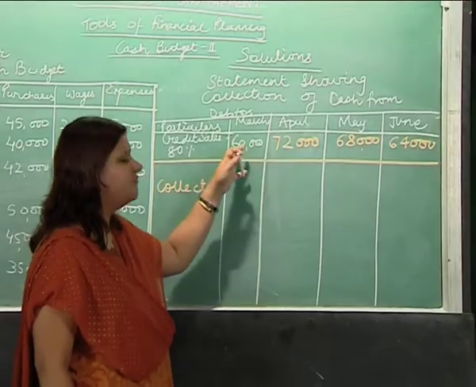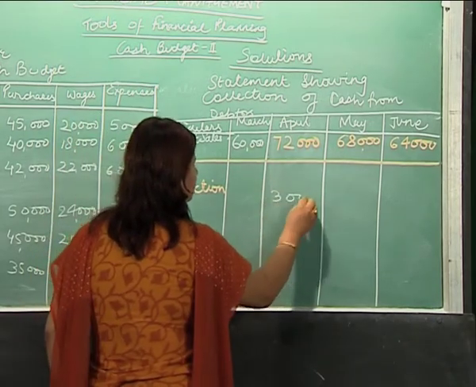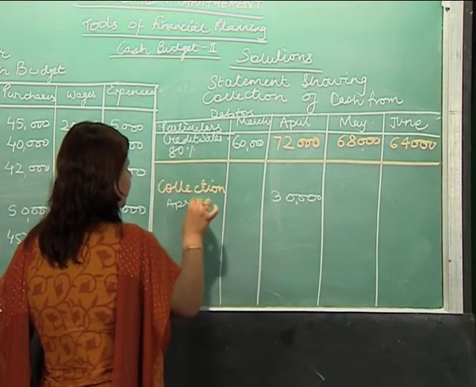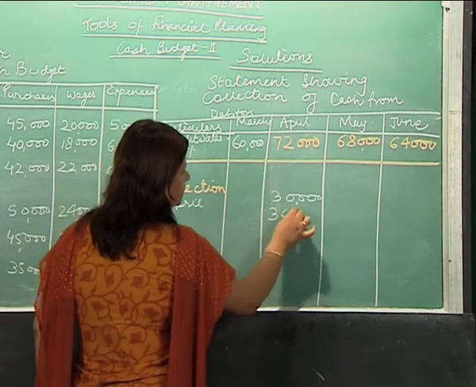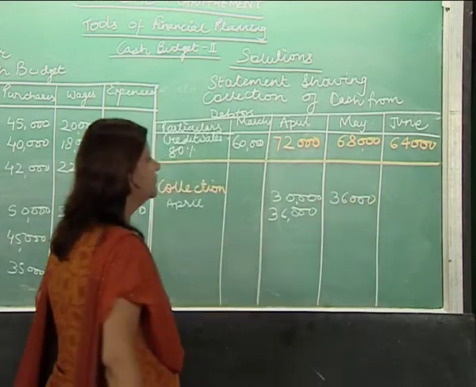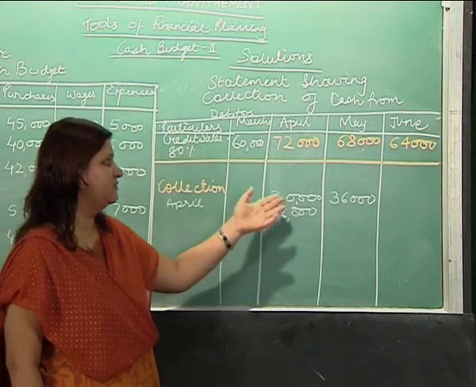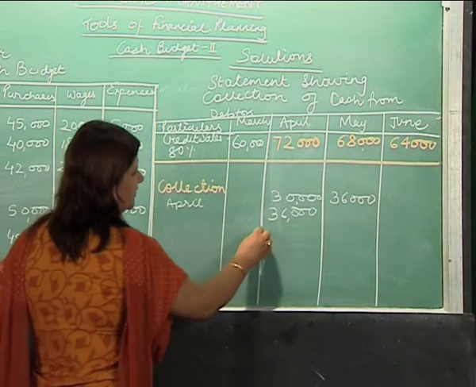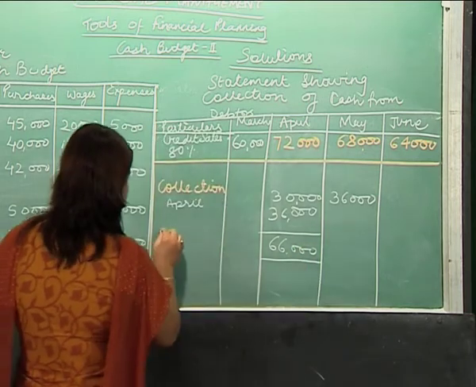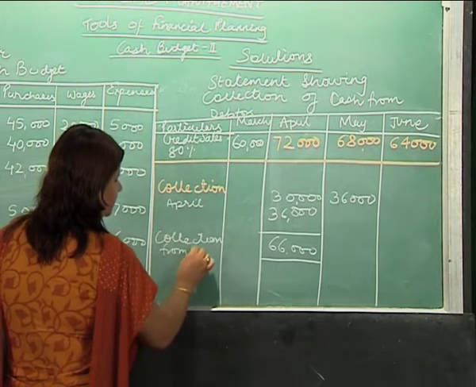It shall be half of the March shall be received in the month of April. So it will be 30,000, and 36,000 of the April will be collected in the month of April itself, while the remaining 36,000 will be collected in the month of May. So the March 30,000 would have been in the month of March only, and remaining 30,000 will be in the month of April. So together they are giving us a figure of 66,000, which is collection from debtors for the month of April.